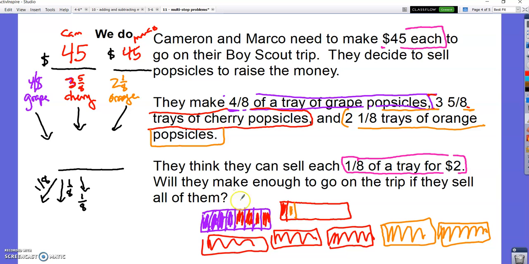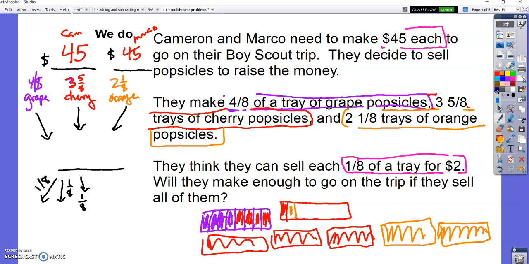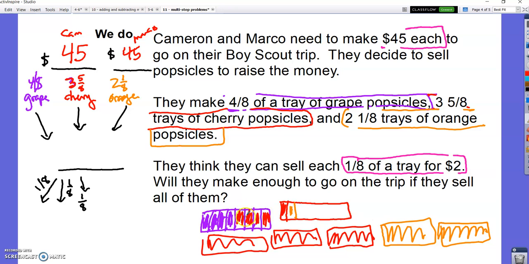So all together, popsicle-wise, it looks like they have 1, 2, 3, 4, 5, 6 whole trays and 2/8 of a tray. So they've got 6 and 2/8 trays of popsicles. Now, this is kind of the newest part. They think they can sell each eighth of a tray for $2.